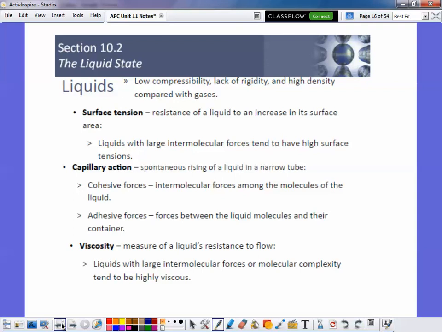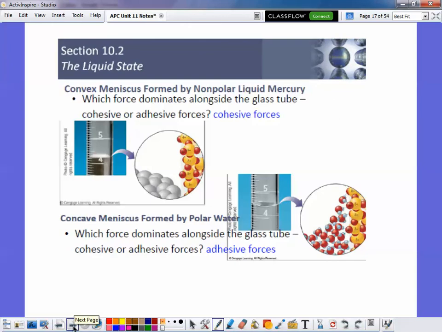All right, so let's talk about capillary action, the cohesive and adhesive forces. You have the answers already; you have to circle them on your page. This convex meniscus would be a nonpolar liquid in a glass tube. Glass is made up of silicon dioxide. Glass has polar ends to it.